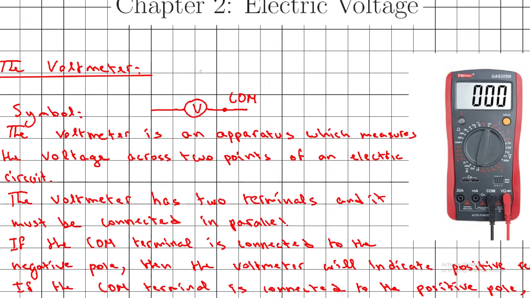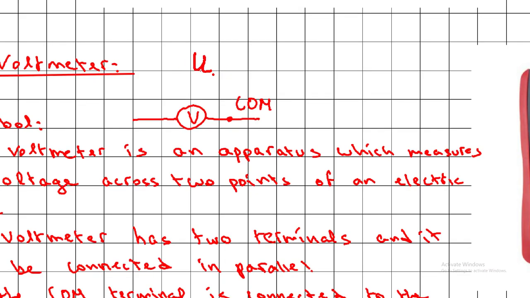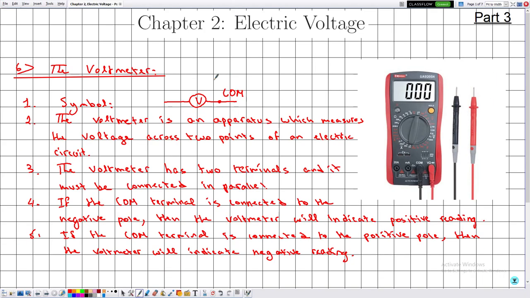And so the voltmeter measures the voltage U, and as we have seen in this chapter, it is important to distinguish between the voltages UAB and UBA. And here, the reading of the voltmeter, whether it measures UAB or UBA, also depends on the COM terminal. Recall that the COM terminal is always related to the second letter. So if this first terminal is connected to A and the COM terminal is connected to B, then the voltmeter will measure UAB.